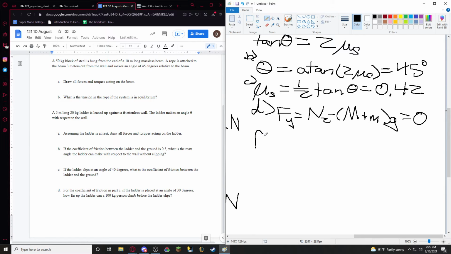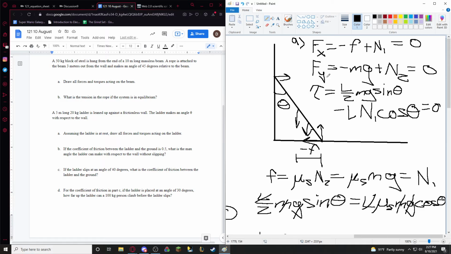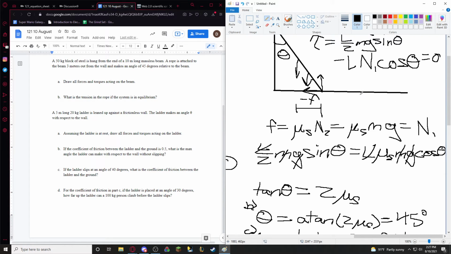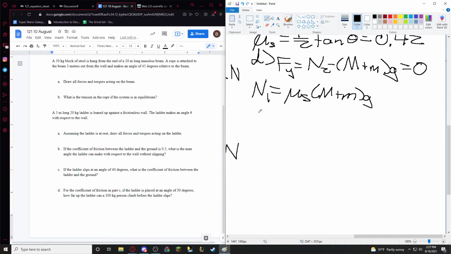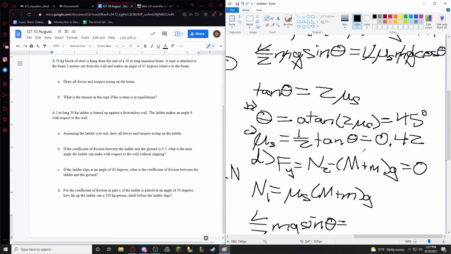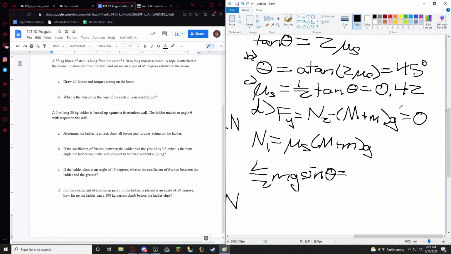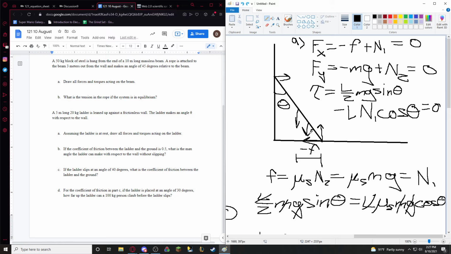So we have n1 is equal to mu s (M plus m) g. And then we can go ahead and plug it into the torque equation. So we have the same thing, L over 2 mg sine theta is equal to... we actually need to take into account the torque from our new force in the y direction, right?